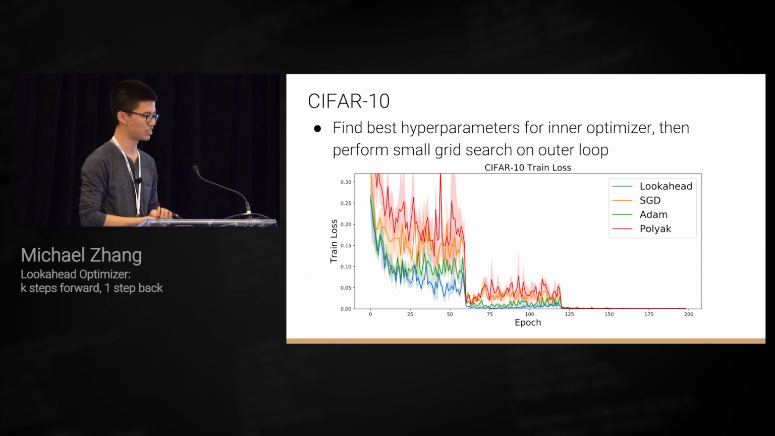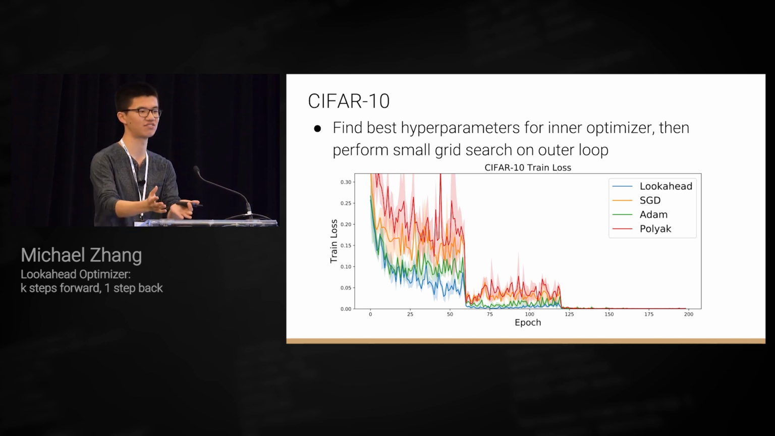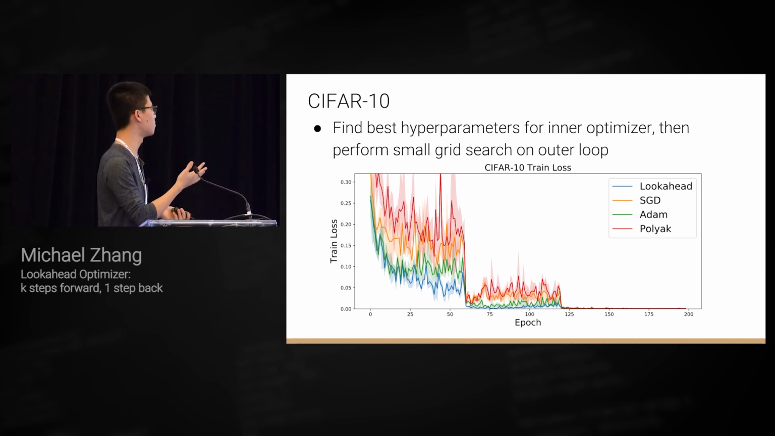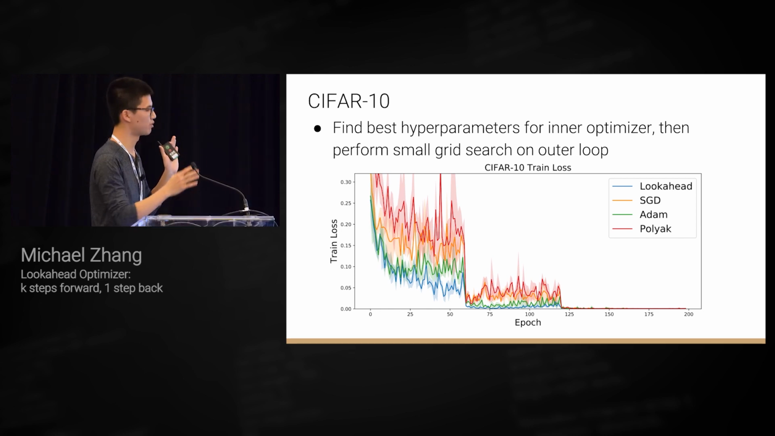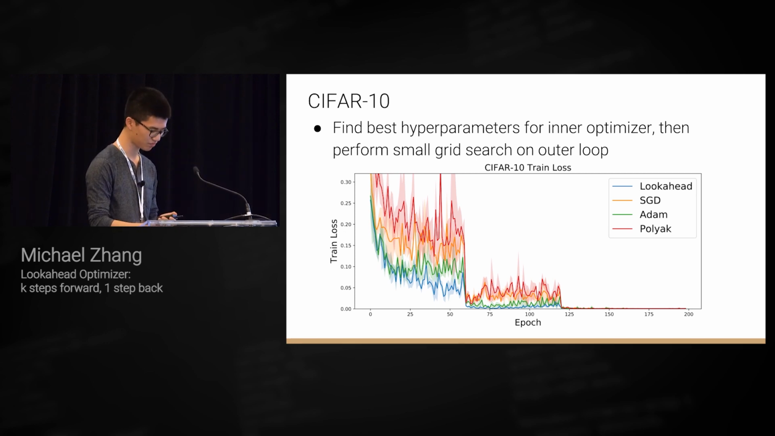Okay, so the first experiment is on CIFAR-10, which is an image recognition data set. For all these experiments, we consume the same amount of data for every single optimizer. Since Lookahead takes k steps for each outer update, we use k times fewer data, so all the comparisons are fair. We find the best hyperparameters for the inner optimizer, such as SGD and Adam, and then we wrap Lookahead around the inner optimizer and evaluate its performance. We can see here that Lookahead converges faster in terms of training loss on the CIFAR-10 data set.